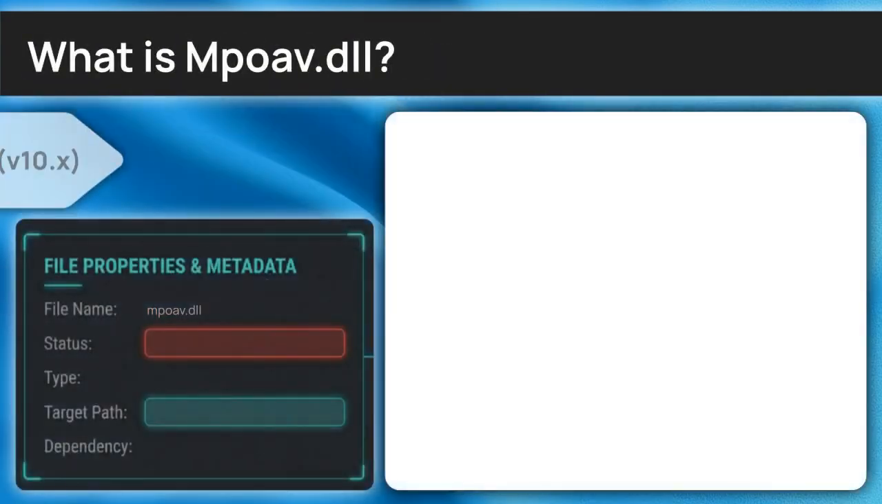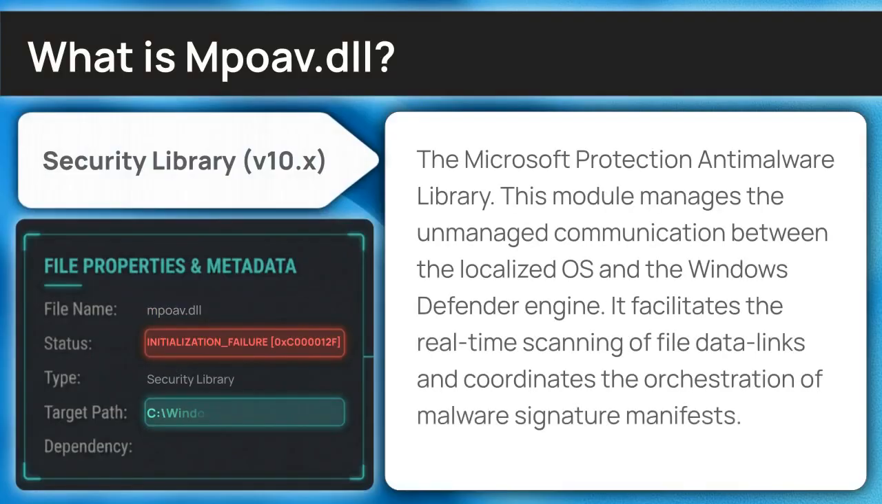This is the Mpoav library, the Microsoft Protection Antimalware Library. This module manages the unmanaged communication between the localized OS and the Windows Defender engine. It facilitates the real-time scanning of file data links and coordinates the orchestration of malware signature manifests. Knowing the file's purpose is helpful, but now we need to physically restore it.